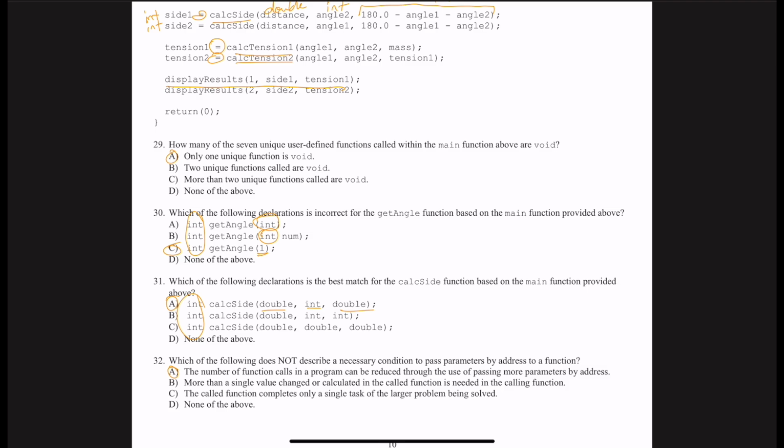B, more than a single value changed or calculated in the called function is needed in the calling function. This one is totally fine. It's a great time to use pass by address. So let's say you're returning coordinates back from your function. Then you have an x and a y, or an x and a y and a z. Obviously, you can only return one, the normal method. So you would have to use pass by address for at least 2 of the 3 coordinate planes. C, the called function completes only a single task of the larger problem being solved. That is totally fine. Like I said, as long as your functions each complete one task, if you need to use pass by address to make it do the task properly, that is okay. So our answer is A.